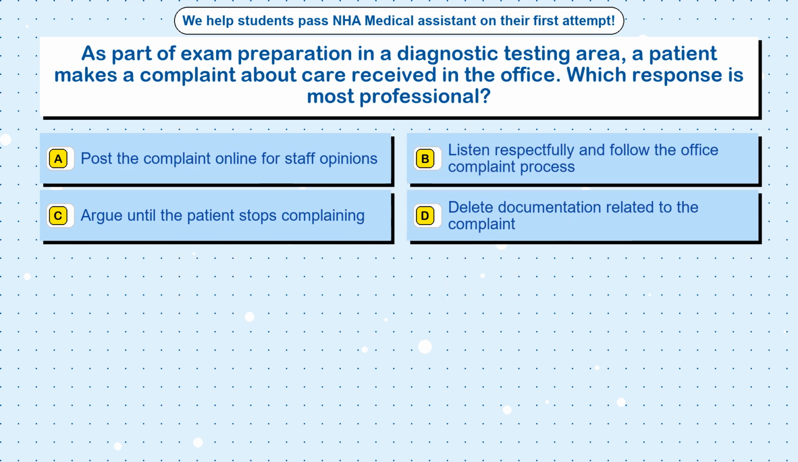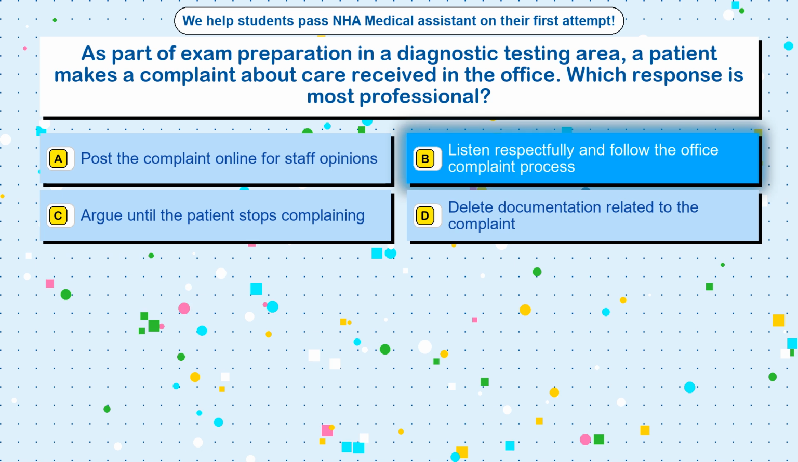Question 60. As part of exam preparation in a diagnostic testing area, a patient makes a complaint about care received in the office. Which response is most professional? Option A, post the complaint online for staff opinions. Option B, listen respectfully and follow the office complaint process. Option C, argue until the patient stops complaining. Option D, delete documentation related to the complaint.